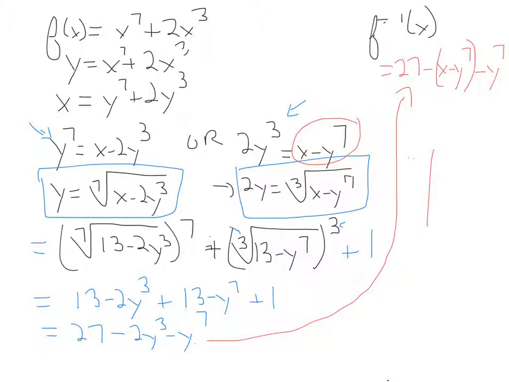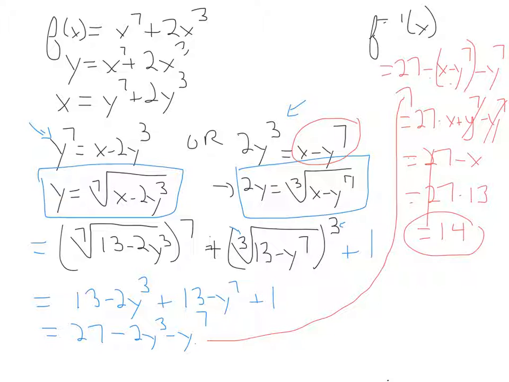And you see what's coming? The minus minus y to the 7th is going to give us a plus y to the 7th. And then we have the minus y to the 7th. And those guys are going to cancel each other out. And we just have 27 minus x. And remember what x was? It was 13. And so 27 minus 13 is 14. And I'm feeling good because I did this question twice now and I got the same answer both times. Yay! So I think that's the true answer that we need for this one.